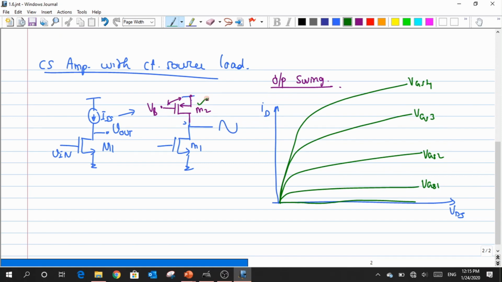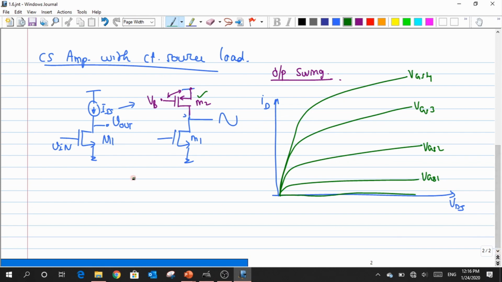But what is the type of graph that I can get out of this M2? Now, should I plot ID versus VGS, or do I have to go for ID versus VDS? In the previous case, both our VGS and VDS were the same, so there was no issue. But right now, in order to plot the load line of this M2, should I go for this plot or this plot? Yeah? ID versus?